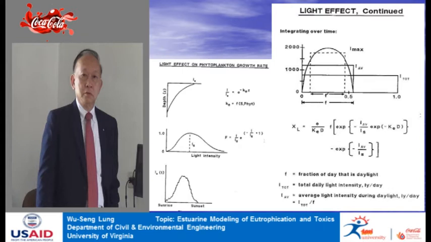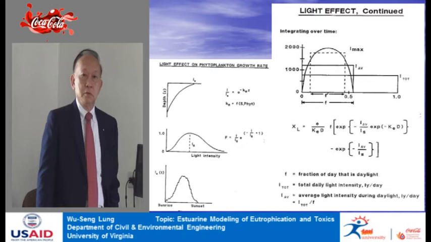Now, the light effect also depends on the algal species. For light intensity, there's a maximum optimal 1.0 at a certain light intensity. Now, this curve is germane to individual algal species. Also, we have sunrise and sunset, right? Analytically, we can represent it this way. Now, we're going to put these three things together.